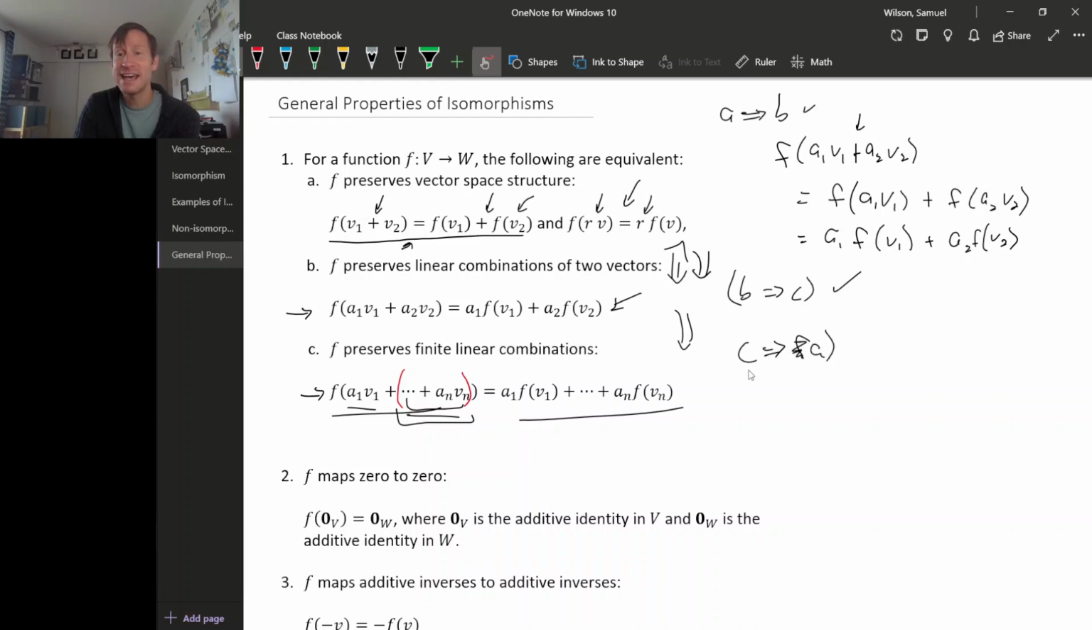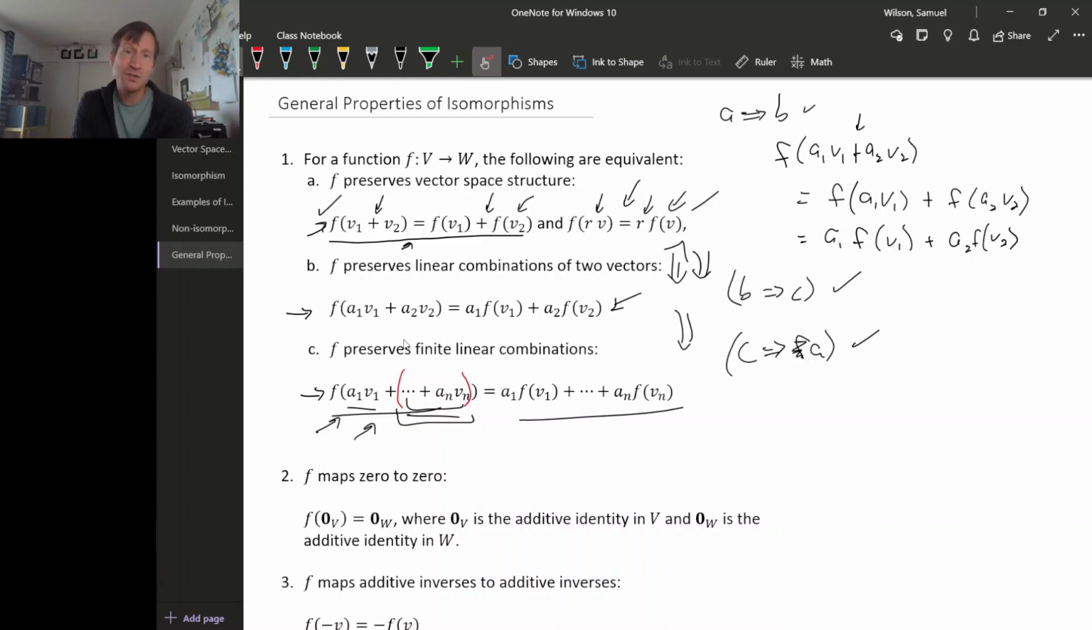And C implies A is immediate because preserving addition is just a special case of preserving finite linear combinations where you only have two vectors and both scalars are one. So we get addition immediately, and of course preserving scalar multiplication is also a special case of preserving linear combinations where you only have one vector and some scalar. So we get that one as well. So that proves that all of these three are equivalent.